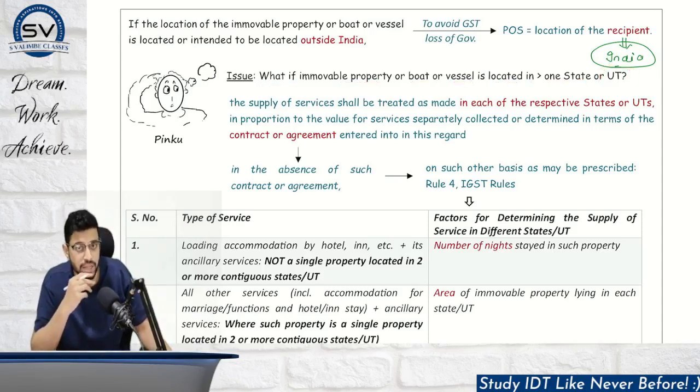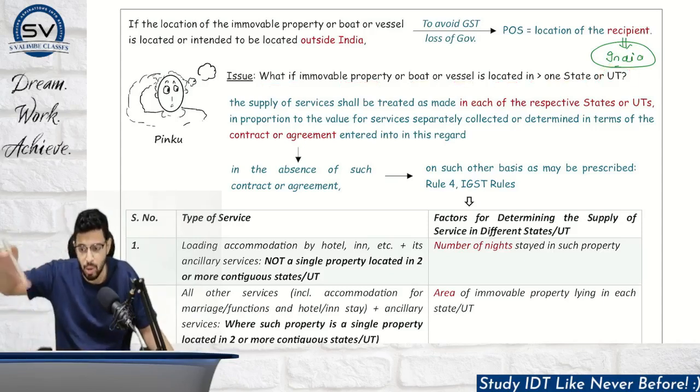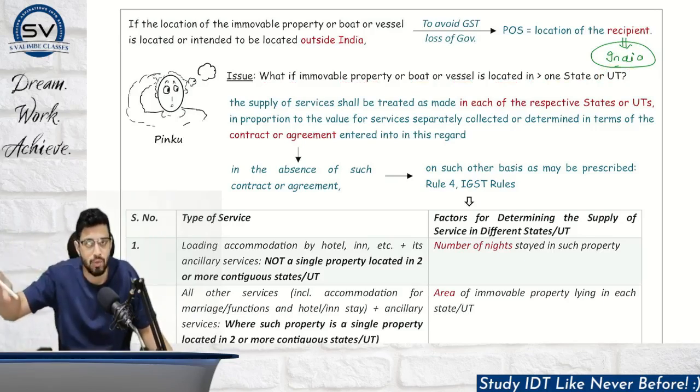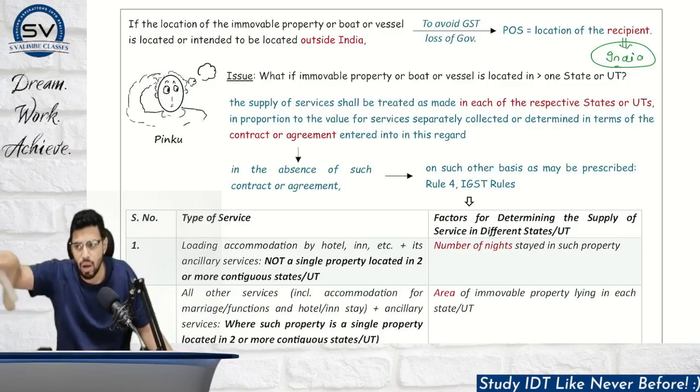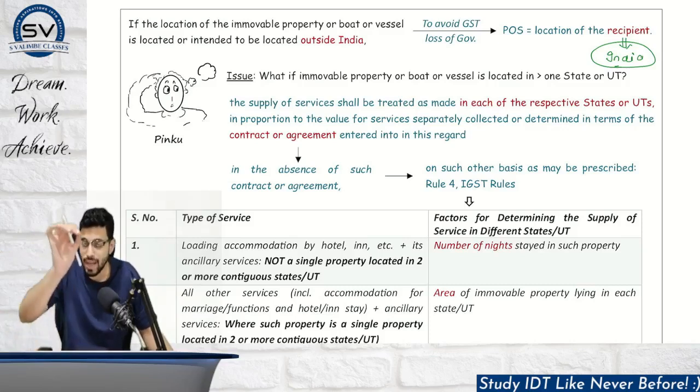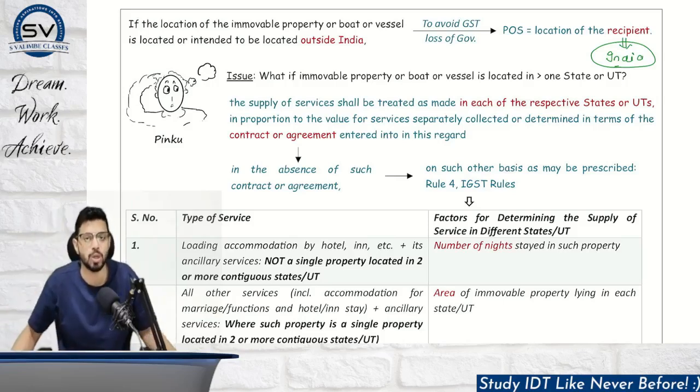The query seems to be very legit. Let's say there is a property which is spanning the border of Delhi and Haryana. What to do in that case? Let's say there is a boat or vessel which is crossing different states' waters, or whatever that water body is. What to do in that case? Which state will get the GST? Because as soon as you fix the place of supply to be one state, that state is going to get the GST portion of the taxes.